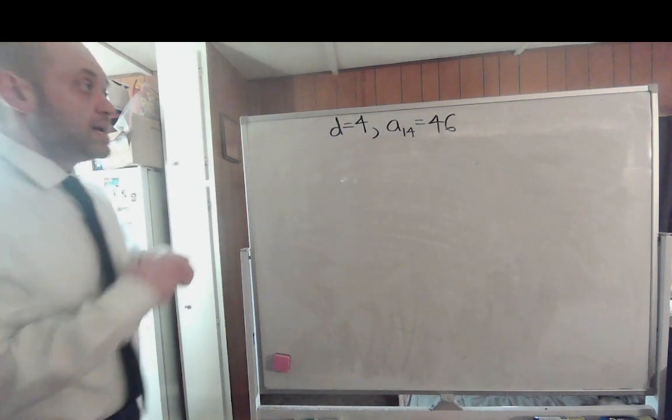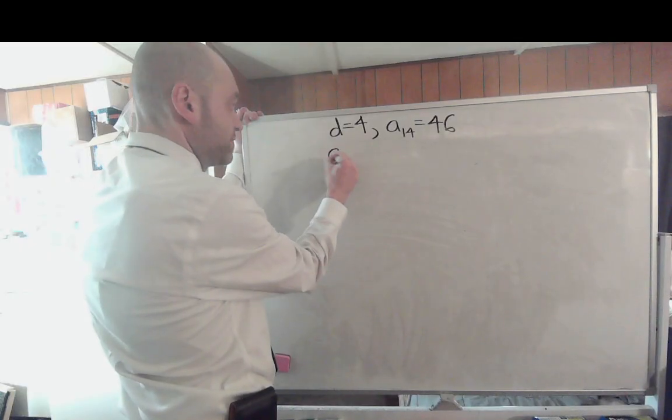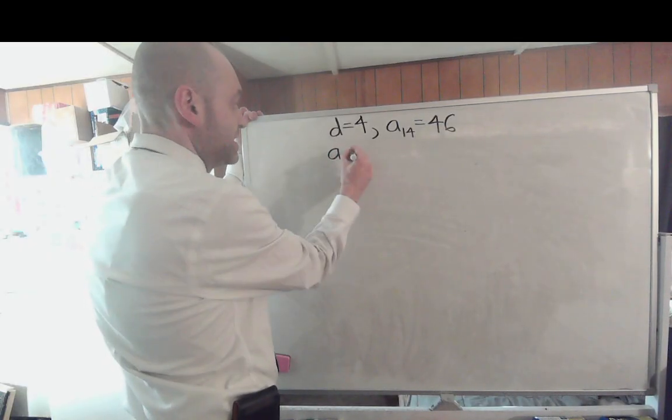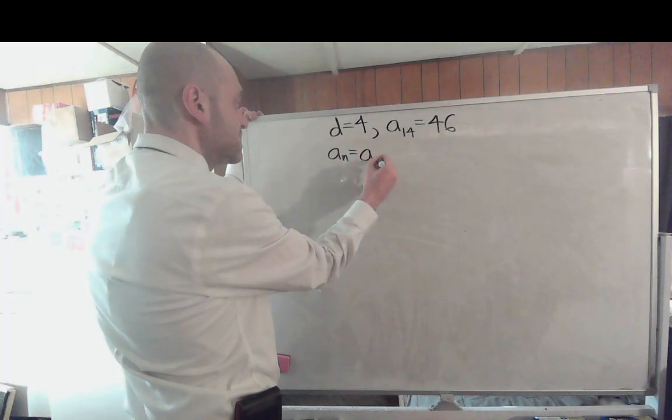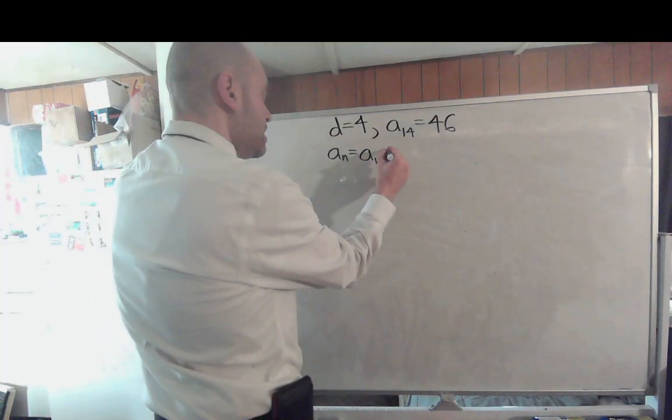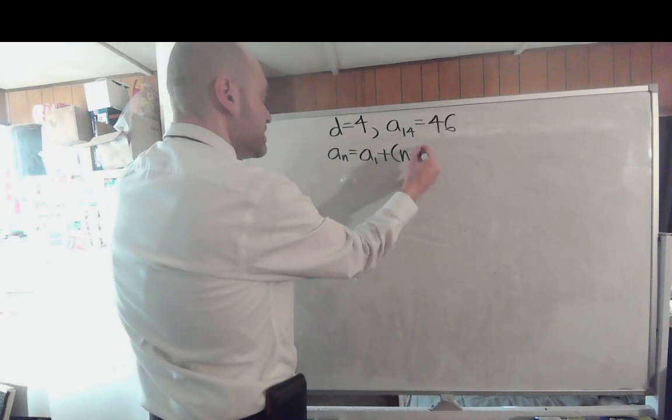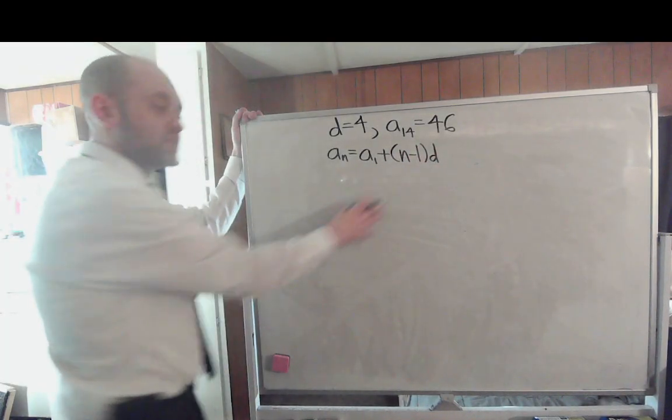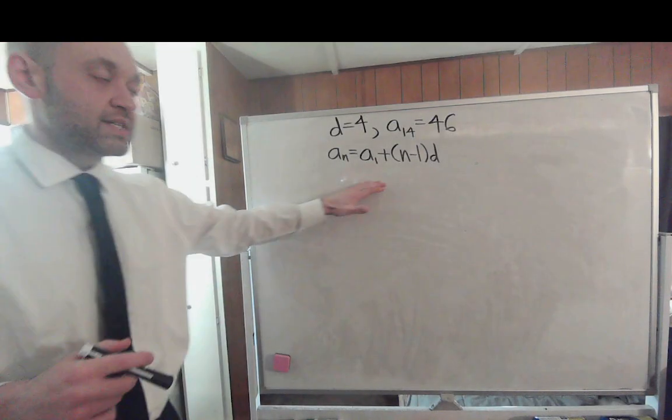Well, in general, what is the formula for the nth term of an arithmetic sequence? A sub n equals a sub 1 plus that quantity of n minus 1 times d, right? That's the general formula for an arithmetic sequence.